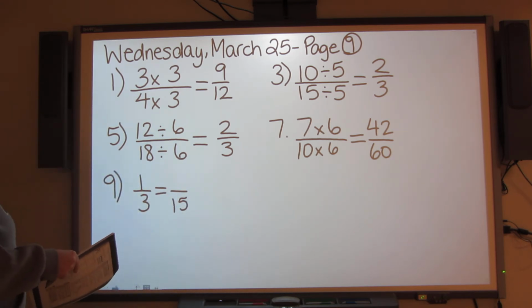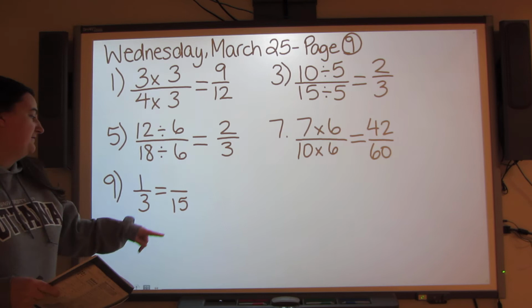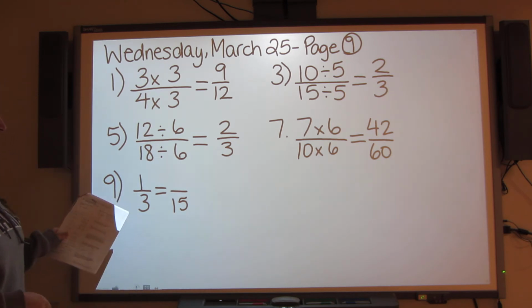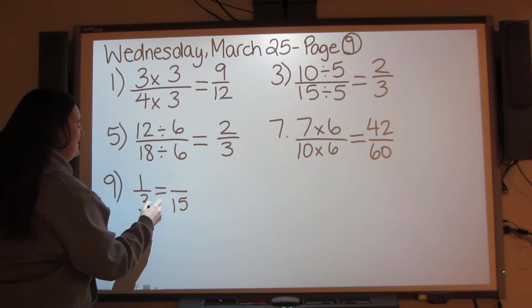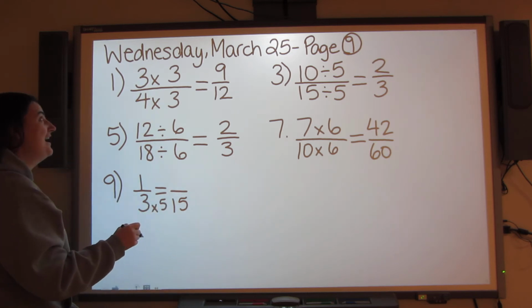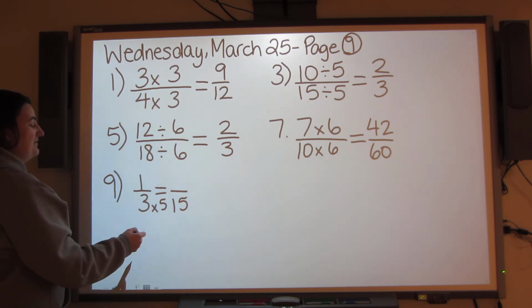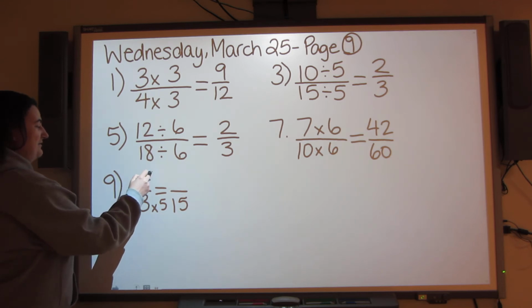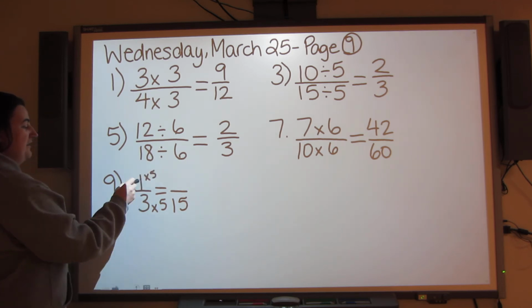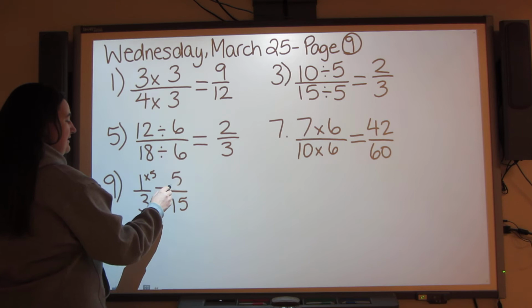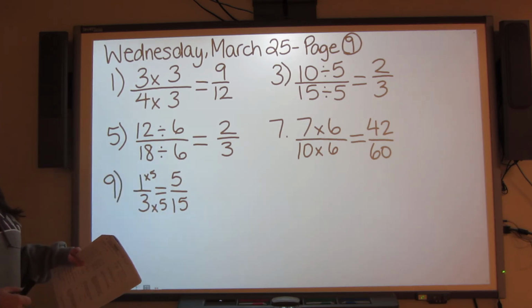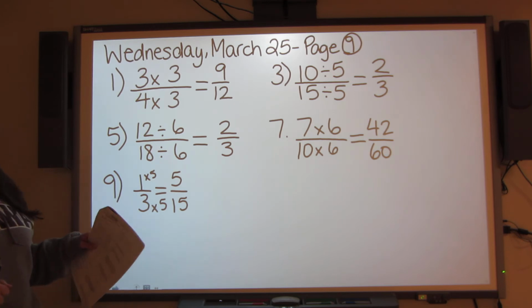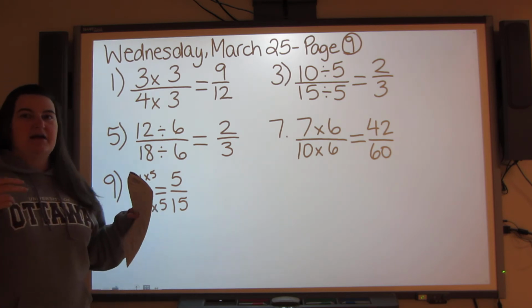So 3, how do I change 3 into 15? If I take my 3 and I multiply it by 5, I get 15. And whatever you do to the bottom, you have to do to the top. So 1 times 5 is 5. So there's your proportion. There's your equivalent ratio, equivalent fraction. These are all terms for the same concept.